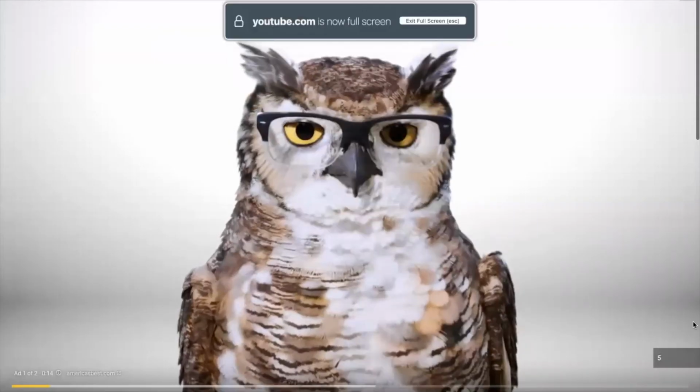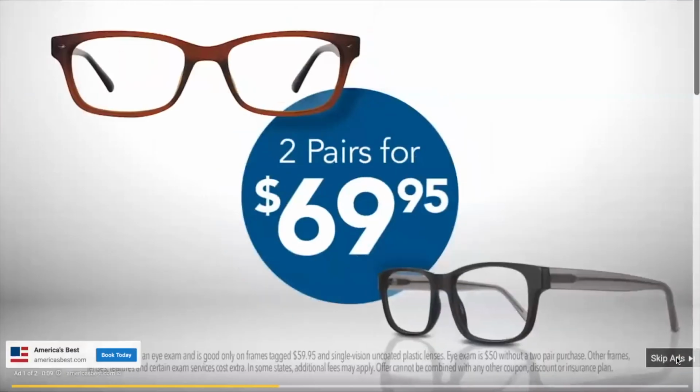Which looks better, this or this? Seems clear to me. Buy 2 pairs of glasses.